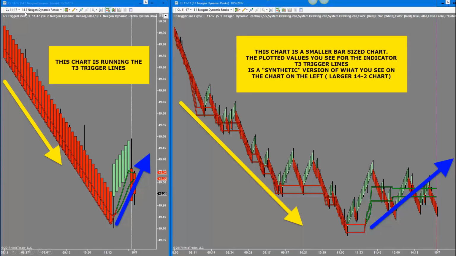We use a larger chart, which we call our 14-2 chart, and we use a 5-1 chart to help us time our entries. And on this chart, I have our T3 trigger lines plotted. So you can see there's red trigger lines that go down and then they cross back up, and green trigger lines when they're going up. What we do is we actually have that same indicator value plotted on our smaller chart. So you'll see, again, these what we call synthetic triggers, but they're nothing more than the 14-2 triggers. They'll also cross up and be going up.